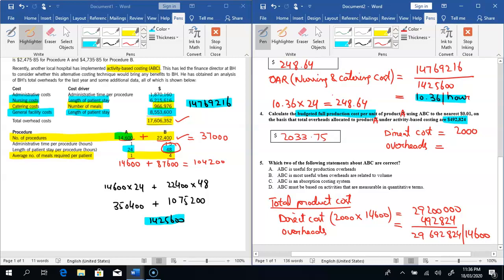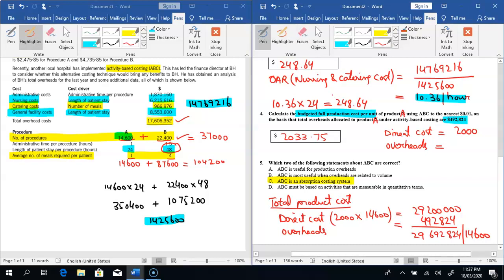So the final question is, which two of the following statements about ABC are correct? Statement A is ABC is useful for production overheads. Now remember that ABC is useful for production and non-production overheads both. B, ABC is more useful when overheads are related to volume. No, absorption costing is more useful when overheads are related to volume. C, ABC is an absorption costing system. Yes, so in the lecture we understood this as well, that ABC is an alternative method of absorption costing. D is ABC must be based on activities that are measurable in quantitative terms, so that is also not correct. So option C is correct.